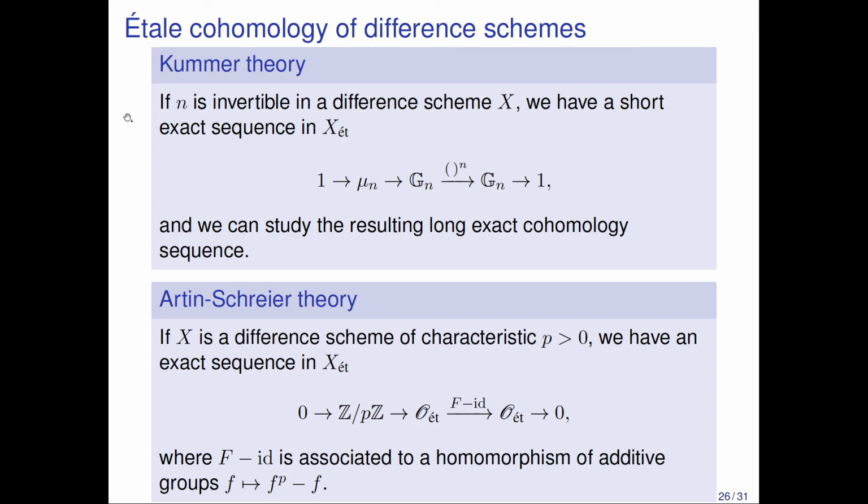Okay, so Kummer theory actually refers to considering the corresponding long exact cohomology sequence to this. And then also, in a similar way, you have Artin-Schreier theory, where you consider this structure sheaf for the Étale side, and you look at the map associated to f to the p minus f.